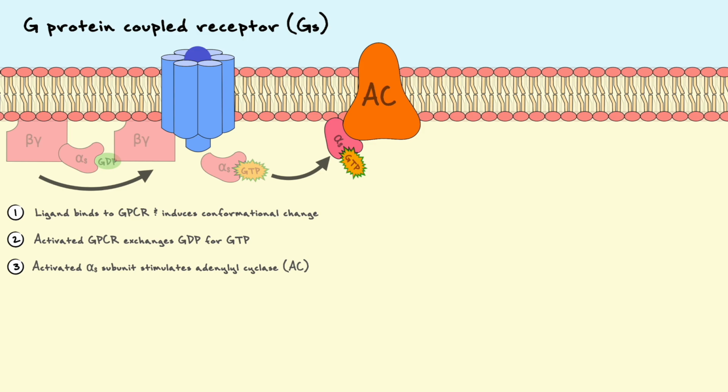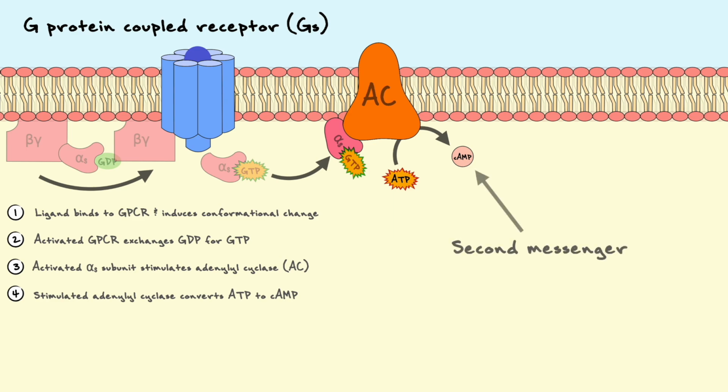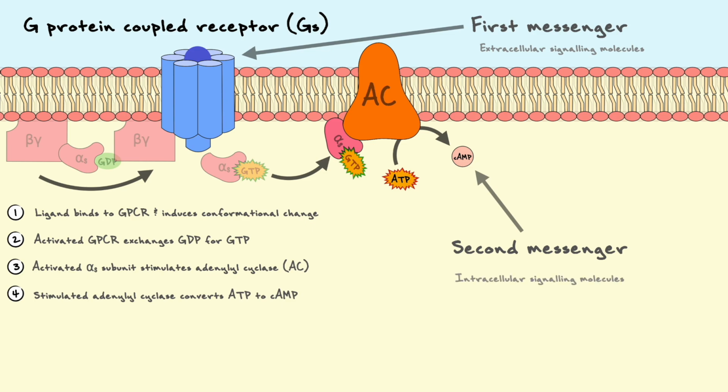The main effector of the alpha S subunit is the integral membrane protein adenylyl cyclase, which becomes stimulated when the alpha S subunit binds to it. This stimulation of adenylyl cyclase leads it to catalyze the conversion of ATP to cAMP. cAMP here is what we refer to as a second messenger. Now, obviously, by saying second messenger, it entails that there is a first messenger, and indeed there is. The first messenger here is the ligand that binds to the receptor, or in other words, the extracellular signaling molecule. Hence, we can define second messengers as intracellular signaling molecules.